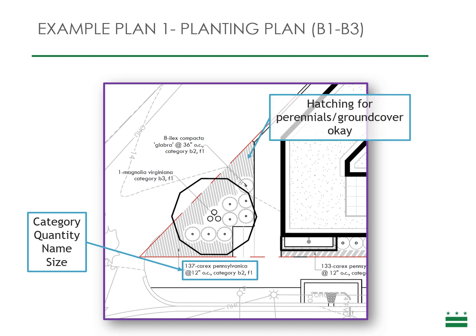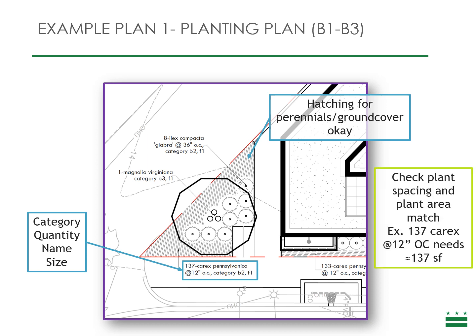Hatching is fine for perennials and ground cover. You don't have to show every single plant. And you should also check to make sure the plant spacing and plant area match. For example, 137 carex with 12 inches off center, does it actually fit in that space? And in fact, it does.